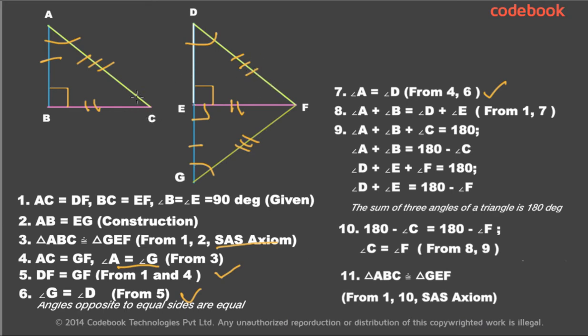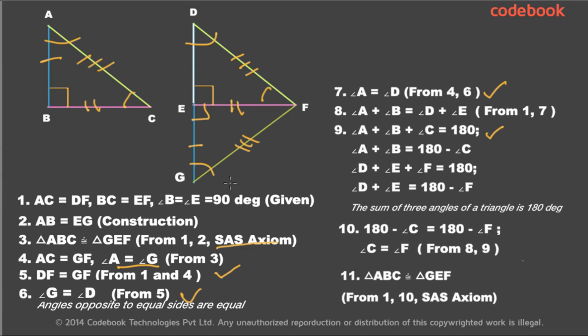So now let's try to see if we can prove angle C is equal to angle DFE. We know that angle B is equal to angle E, which is 90 degrees. So let's add B to the left hand side and E to the right hand side of 7. So angle A plus angle B equal to angle D plus angle E, because we are adding 90 degrees on both left hand side and right hand side. But we also know that angle A plus angle B plus angle C is equal to 180 degrees because sum of three angles of a triangle is always equal to 180 degrees. So now we can say angle A plus angle B is equal to 180 minus angle C, just taking angle C to the right hand side.